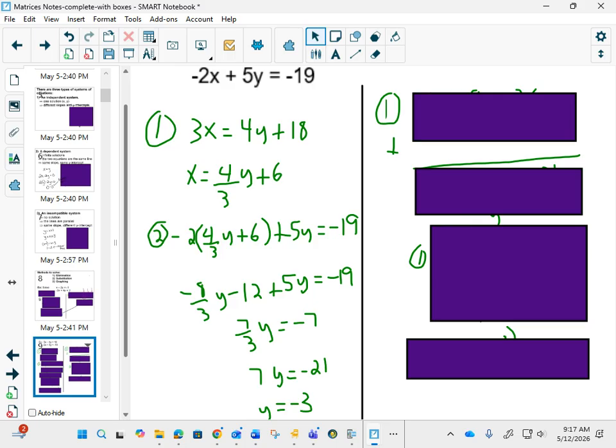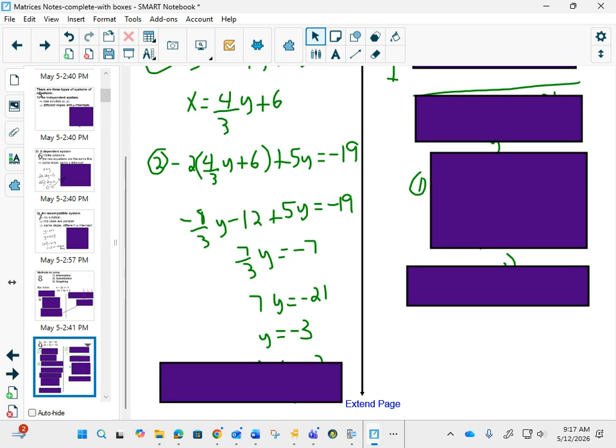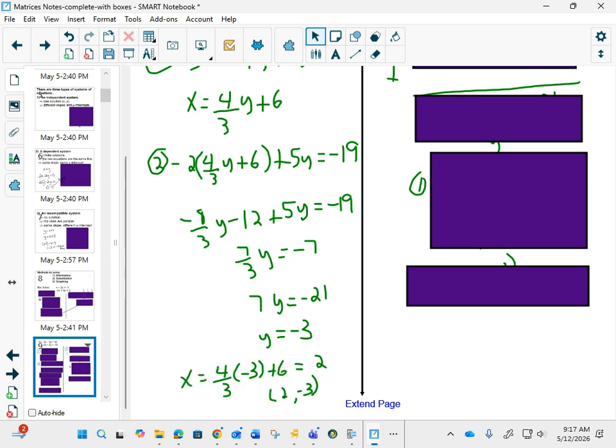Once you've got your y value, then it's just a matter of plugging that into either of your equations to get your x value. And often we write our solution as a point, because that's what happens with a system of equations. You've got an x and a y. Your solution is a point, (2, -3). If it's using different letters like m and n, then we just usually write m = 2, n = -3, that way.